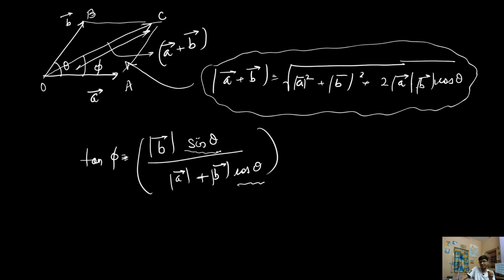You can remember this as: sin theta comes on top and cos theta comes below, because tan theta is basically sin theta upon cos theta, and the angle always comes with b. So it is b times sin theta divided by the modulus of a plus the modulus of b times cos theta.